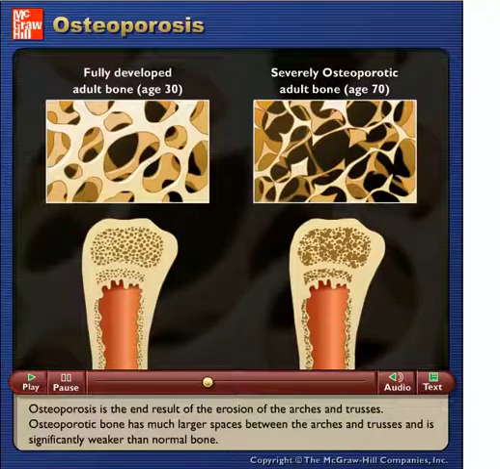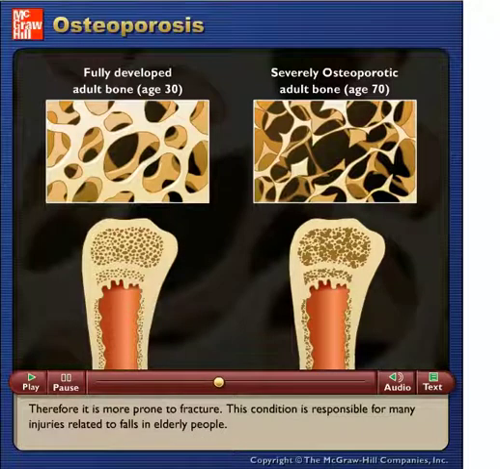Osteoporosis is the end result of the erosion of the arches and trusses. Osteoporotic bone has much larger spaces between the arches and trusses and is significantly weaker than normal bone. Therefore, it is more prone to fracture. This condition is responsible for many injuries related to falls in elderly people.